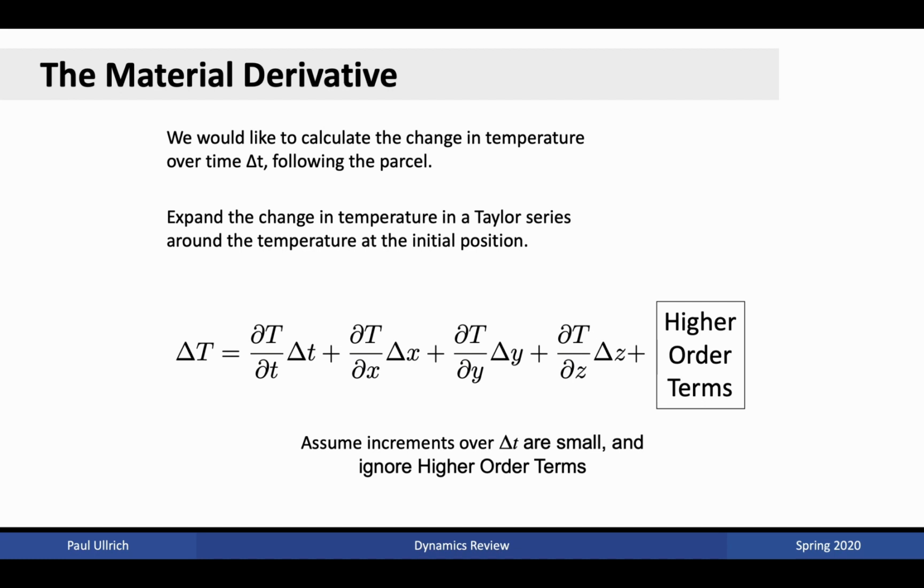In order to do so, we can use a Taylor series expansion in order to expand the temperature around the initial position. What we find is that the total change in temperature, delta capital T, can then be related to each of the individual dimensions, the three spatial dimensions and the temporal dimension, along with higher order terms. However, since we'll be considering the limit of small time and small spatial displacement, all these higher order terms can be neglected for the time being.